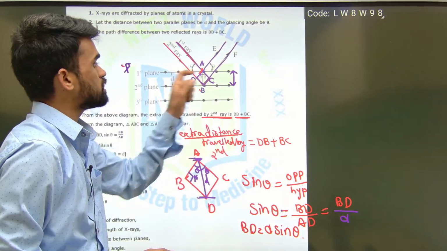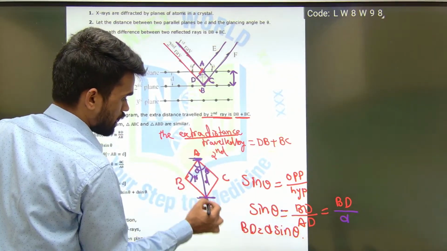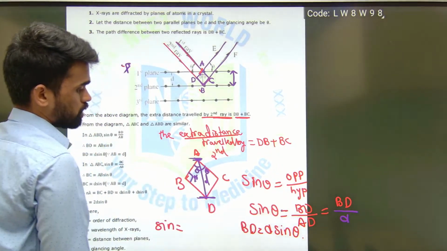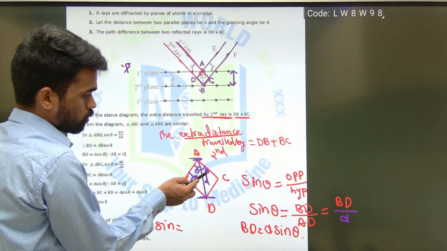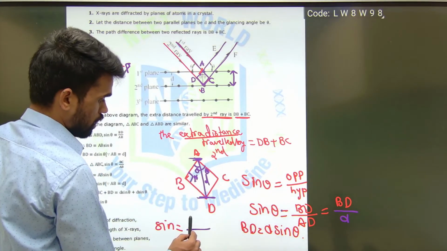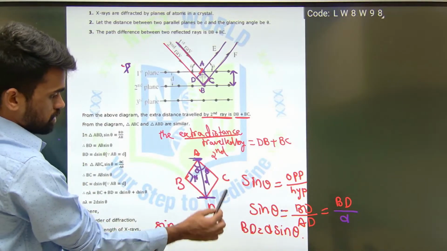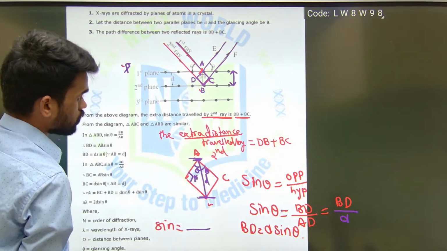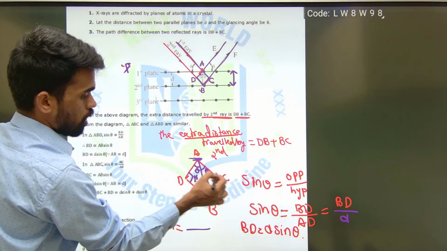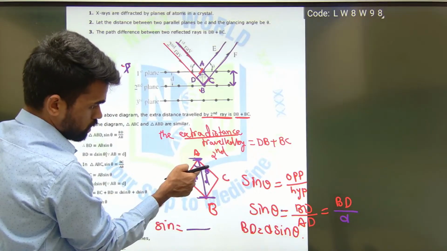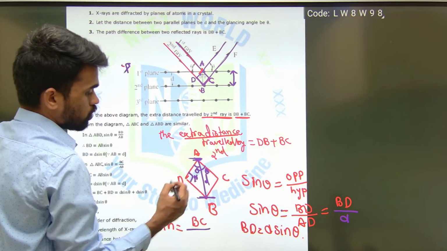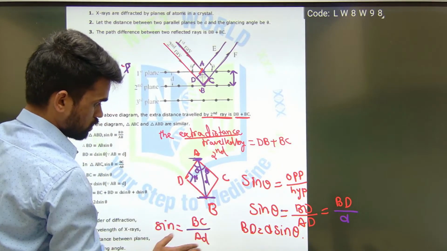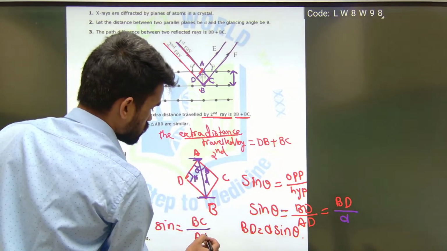And similarly BC also, from this triangle, again you will get sin theta equals opposite side by hypotenuse. So what is the opposite side? The opposite side is this one, so you can say the opposite side is BC. Okay, you need to take these values from there. So this is D, this is B. To this theta, this is the opposite side, that is BC. And the hypotenuse here is AD.